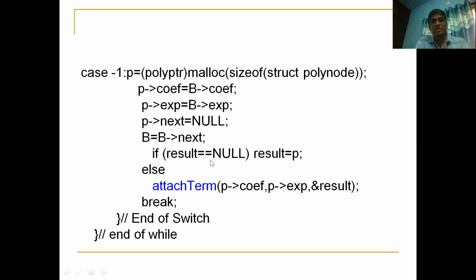Okay, so if result is equal to null, then result is equal to P. That means if there are no nodes in the polynomial, then P becomes the first node. Otherwise, attach this term at the end of the result polynomial. Okay, so with this we handle all the terms.